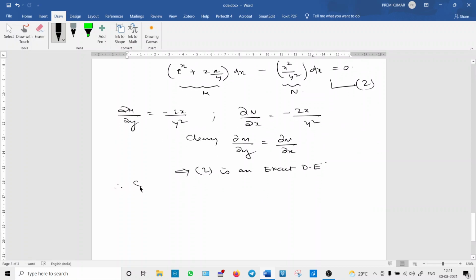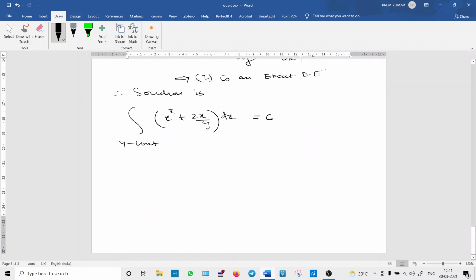Therefore, the solution is: integrate M partially with respect to x, that is keeping y as a constant, and there is no term independent of x. So that process is not needed. So equals some constant. What is the integration of e power of x with respect to x, plus keeping 2 by y as a constant, so we get x square by 2, so we get x square by y equals c.